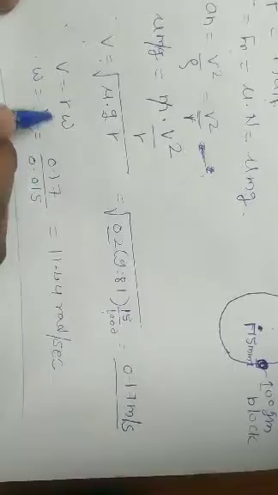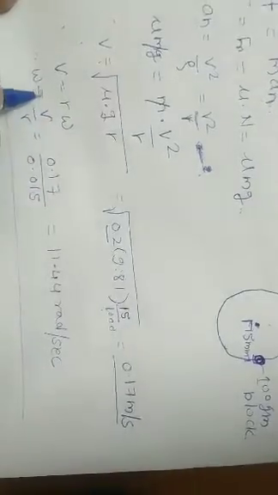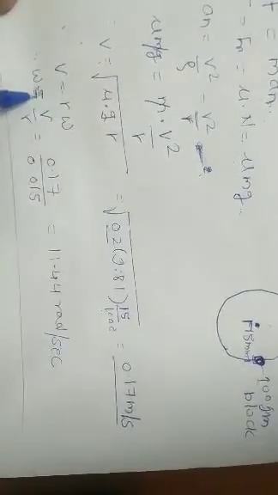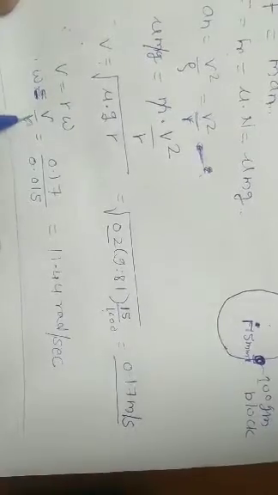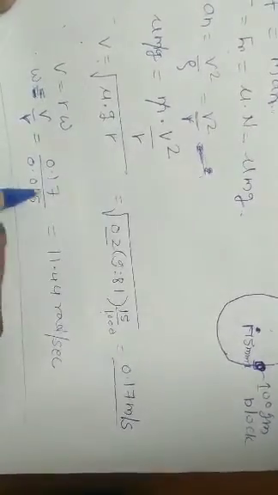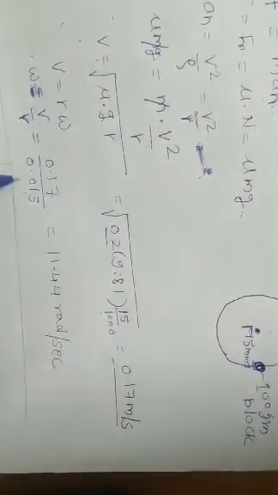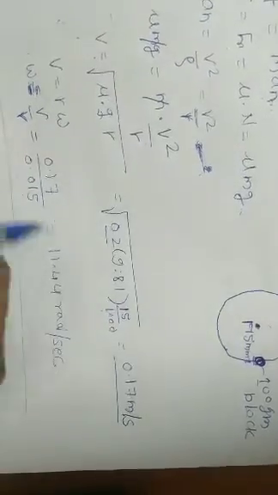Now we know v is equal to r omega. We need to find the rotational speed omega. So omega is equal to v by r, and that is equal to 0.17 upon the radial distance of 15 mm, which is in meter, and we get omega is equal to 11.44 radians per second.